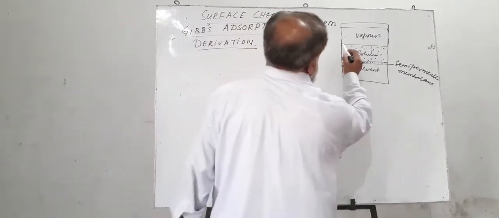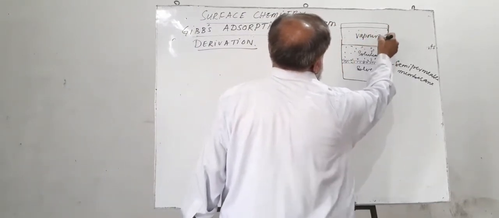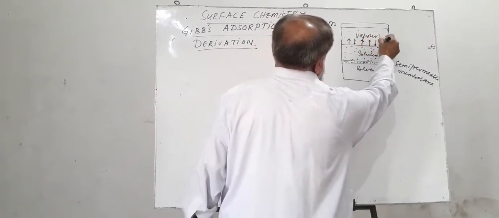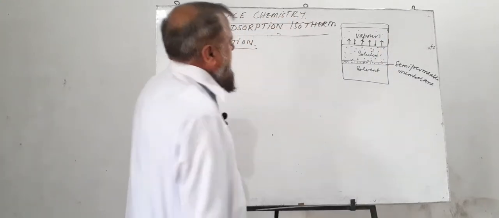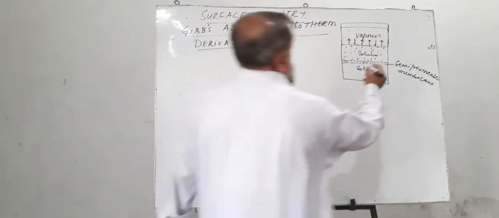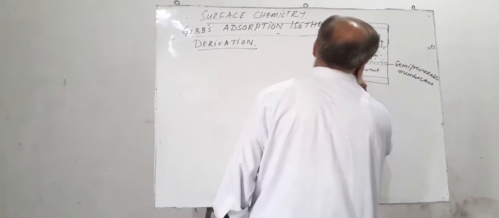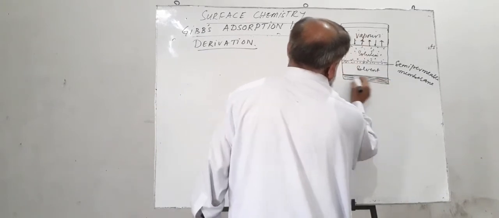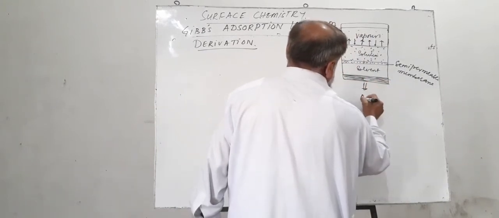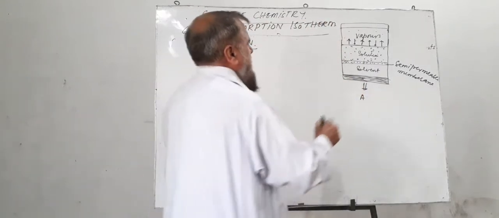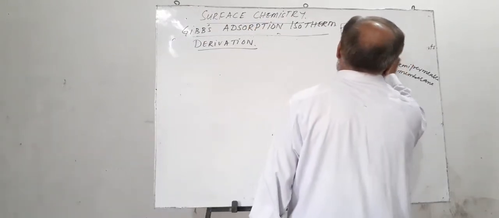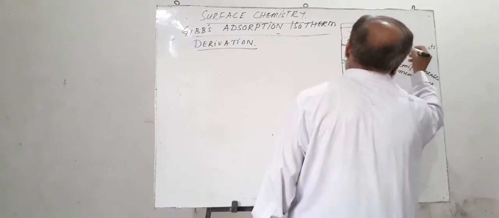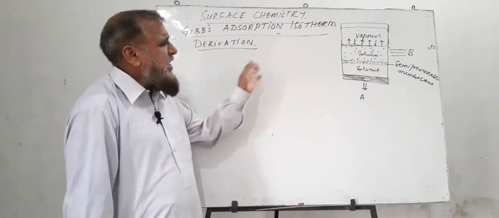Now, the solution is also in dynamic equilibrium with the vapors above it. There are two movable pistons. There is a piston A, which can be pushed down or up, and there is another piston B, which can be moved out or in.